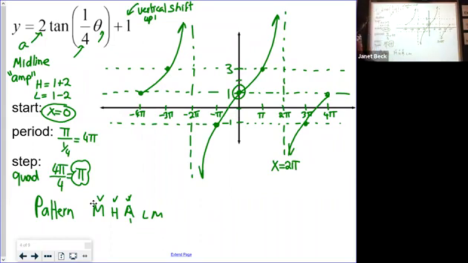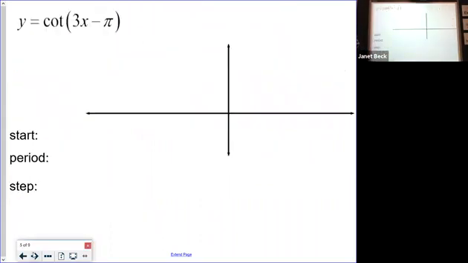Let's try another one. You have a go at graphing this. Pause your video. On this one, I hope you realised you had to factor out that 3. What we're actually going to graph is y equals the cotangent of 3 times x. I've got to factor that 3 out. You have to factor out horizontal compression when you start, or you will be wrong.